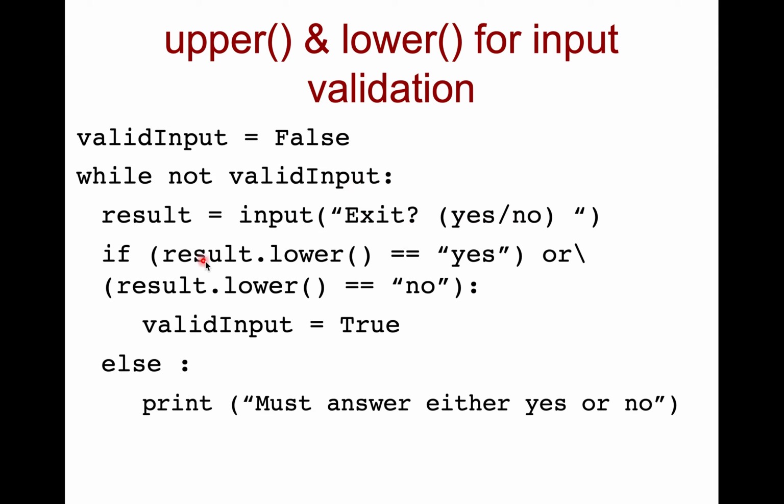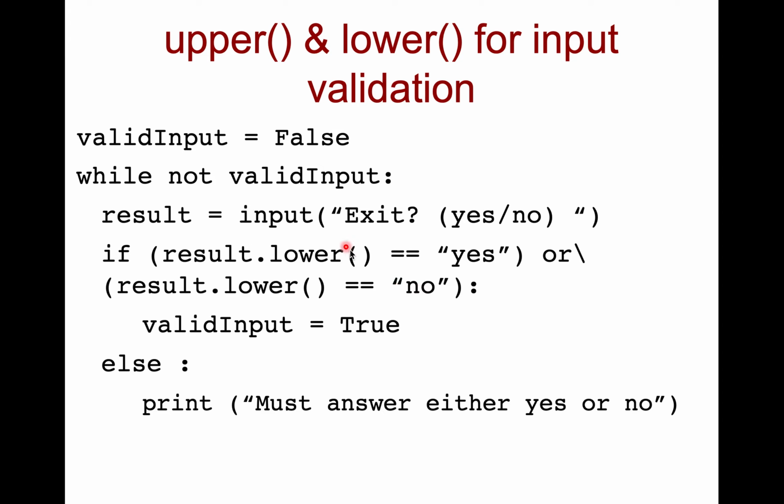Then we say if the result converted to lowercase equals yes, or the result converted to lowercase equals no, then we will set valid input to be true. We will know that we get either a yes or a no from the user, in which case those are the two valid choices that we want. We will know that we have got that in this case. Even if the user types in capital Y, lowercase e, uppercase s, or capital N, lowercase o, we will still get a valid comparison because obviously if they type capital N, lowercase o, they mean no. And that's a good interpretation for us to make.